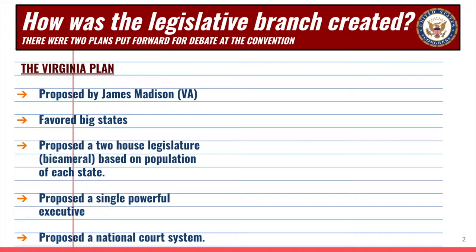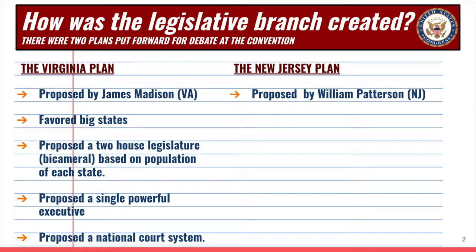So I bet you're guessing if there's a Big State Plan, there must be a Small State Plan. And if you are guessing that, ladies and gentlemen, you are correct because the Small State Plan was also known as the New Jersey Plan, which back in those days was a small state. These days, New Jersey would be considered a medium-sized state. But back in those days, it was a small state. The New Jersey Plan was proposed by a gentleman by the name of William Patterson. There is a place called Patterson, New Jersey, by the way, so they named a place in New Jersey after him. And this was known as the Small State Plan, so it did favor small states.